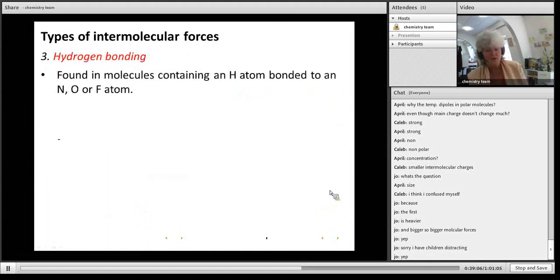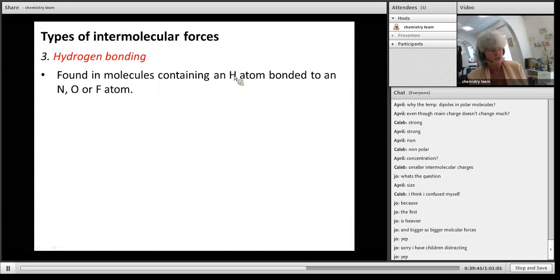Okay, so those are the two main ones, and make sure you always discuss both of them for polar molecules and the temporary one for non-polar molecules. Then there's a certain category of molecules that have hydrogen bonding. This is, if you like, an extreme end of the permanent dipole force of attraction, but we give it a separate name because you only find it in molecules that have a hydrogen atom bonded to a nitrogen, oxygen, or fluorine.